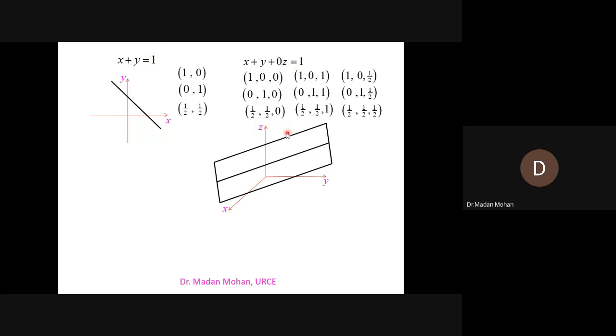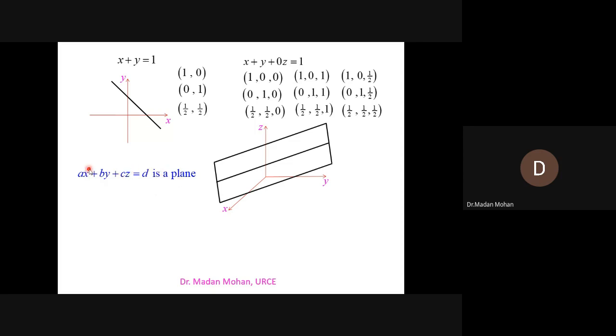I think you followed my question. The correct way of speaking: x plus y equal to 1 represents a straight line in 2D. X plus y equal to 1 represents a plane in 3D. Here my intention is, please observe, ax plus by plus cz equal to d is a plane equation. It is a plane equation, please.